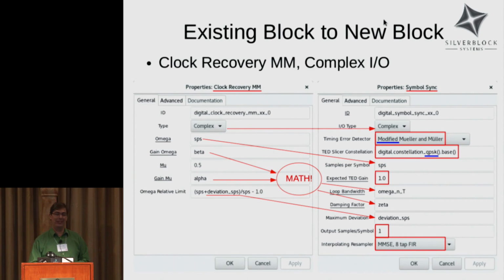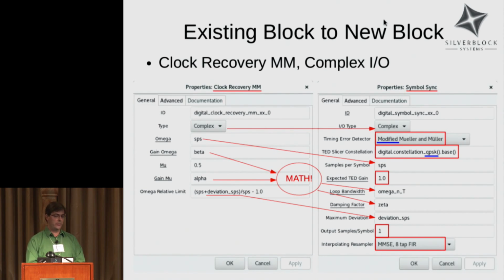Okay, the clock recovery M&M block that has complex I/O. The way you would map your old block parameters to the new block parameters is, I guess, the timing error detector: you want to use the modified Mueller and Muller, and you want to use the QPSK slicer. Samples per symbol translates right over. Your beta and your gain omega and gain mu, you're going to have to do some math based on the equations at the beginning of this presentation to get your damping factor and your normalized loop bandwidth.